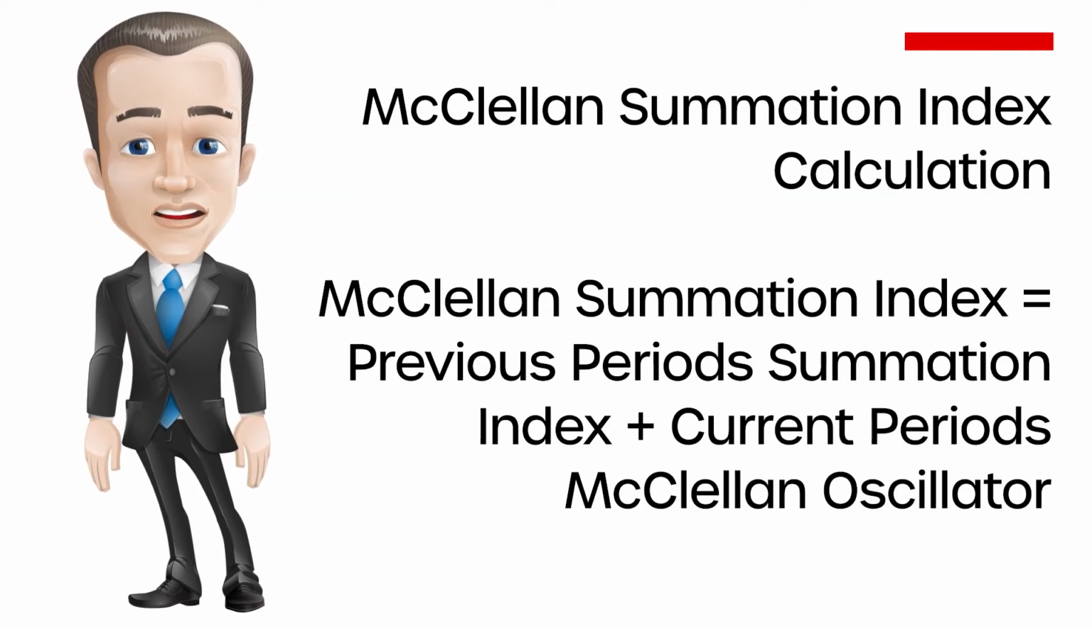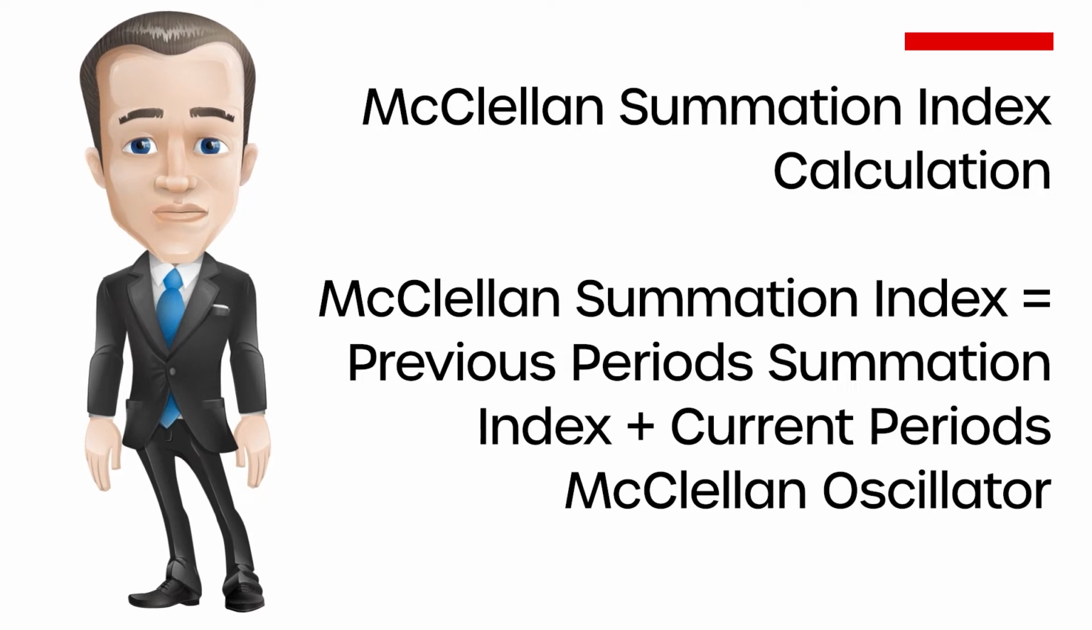We said that the summation index is the running total of the values of the McClellan Oscillator. Thus, the formula looks as follows. McClellan Summation Index equals previous period summation index plus current period's McClellan Oscillator. Note, the first summation index equals the value of the McClellan Oscillator for the respective period.